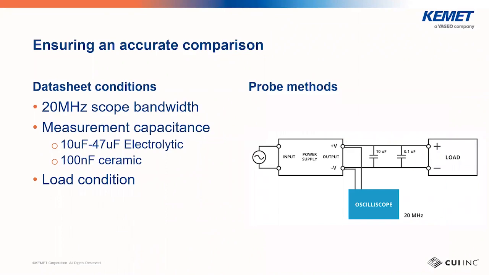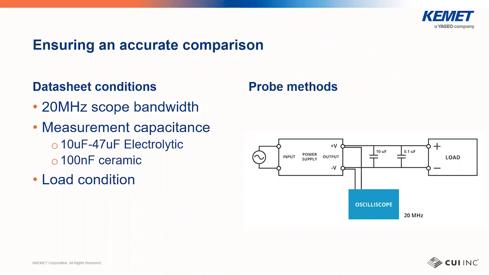Often, when measuring ripple and transient, you're measuring it against a specified limit. In order for the measurement to be meaningful, the condition of the measurement must be specified and matched for a comparison to be valid. For ripple and noise, there are typically three conditions that will affect the result. The first is the bandwidth of the oscilloscope. Most power supply manufacturers specify a scope bandwidth limit of 20 megahertz.